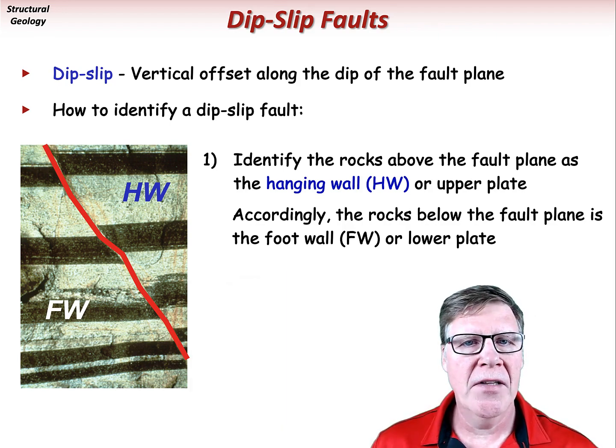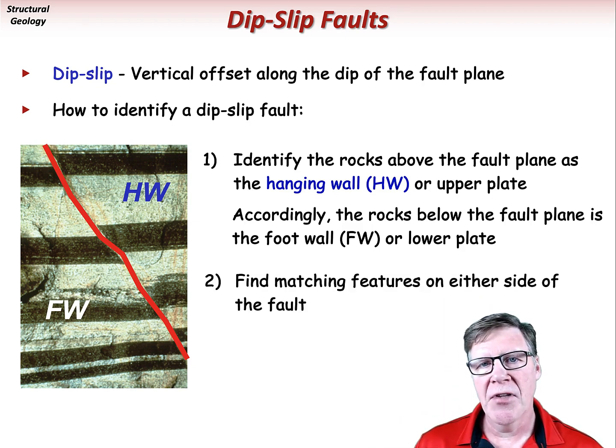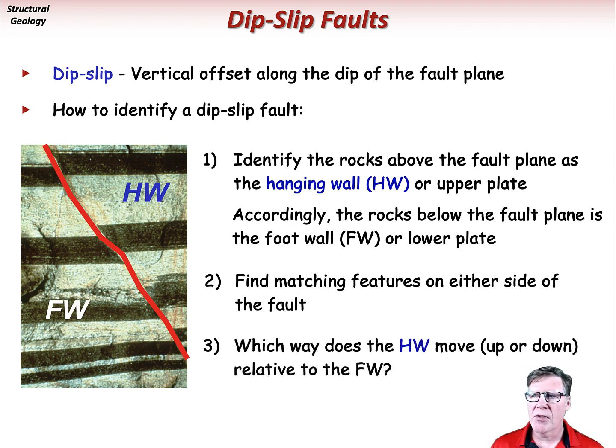Once we have identified the hanging wall and footwall, we need to find matching features on either side of the fault, commonly a distinctive bedding layer. From looking at the offset layers, we next determine which way the hanging wall is moved, up or down, relative to the footwall. In the example here, the distinctive dark layers have been offset up on the hanging wall side. This enables us to more precisely name and interpret this fault, which we will talk about next.